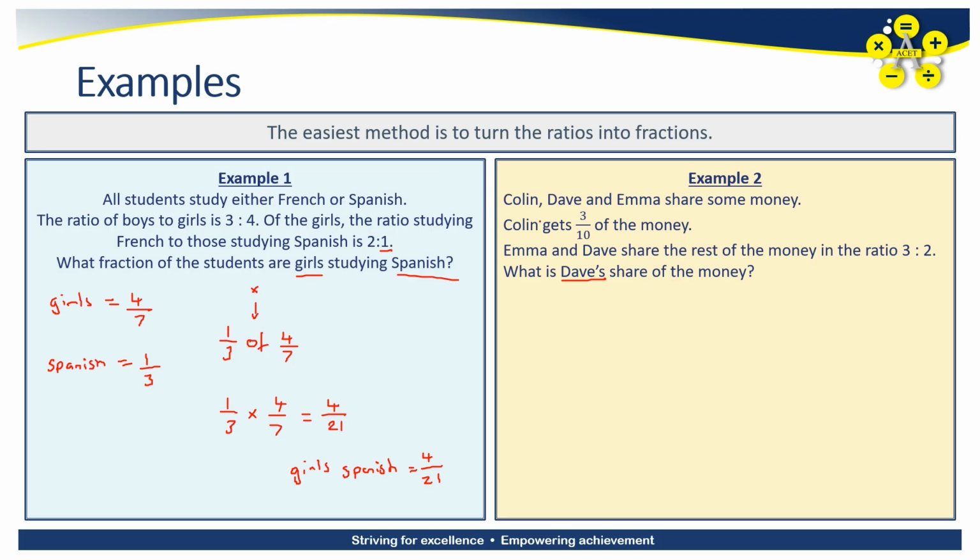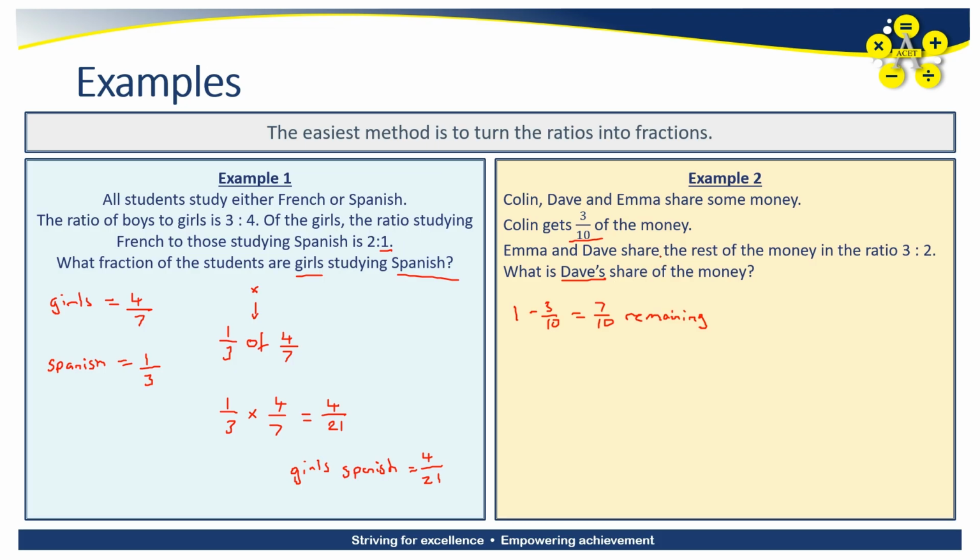So let's start from the top. Colin gets 3/10 of the money. So that means Dave and Emma get what's left. Now remember, it's a whole one. Everything adds up to 1. So if we remove the 3/10, that means we've got 7/10 remaining. That's 7/10 to split between Emma and Dave.